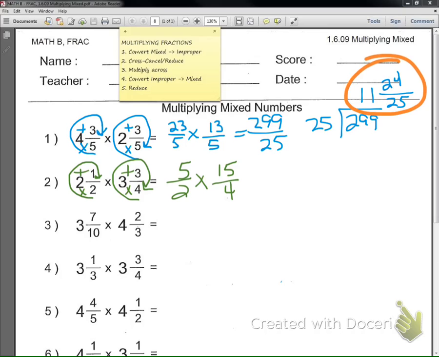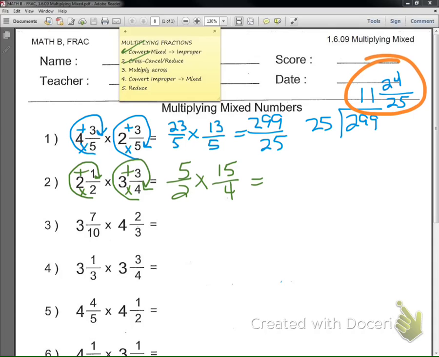So can I cross cancel here? 5 over 4. There's no number I can divide 5 and 4 by evenly to reduce it, so that doesn't reduce. And same with 2 and 15. It doesn't reduce. Darn. So we can't cross cancel, and now we need to multiply across.